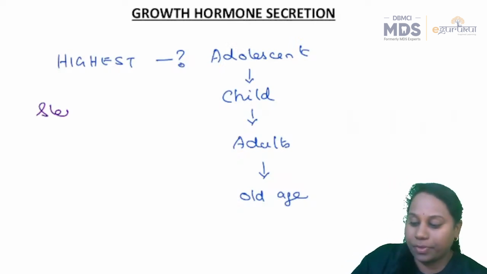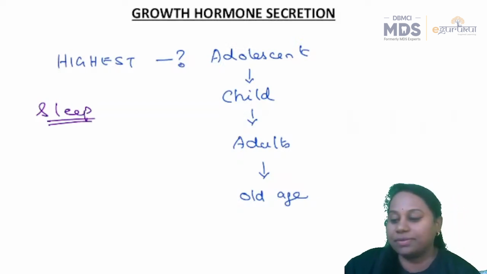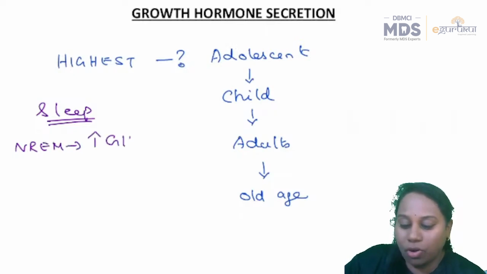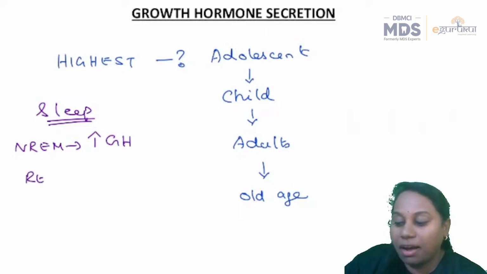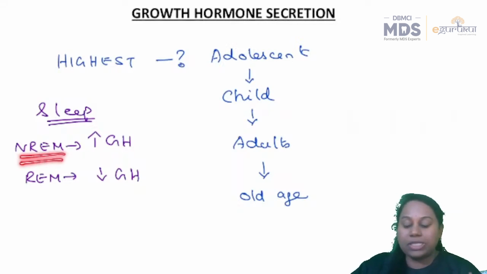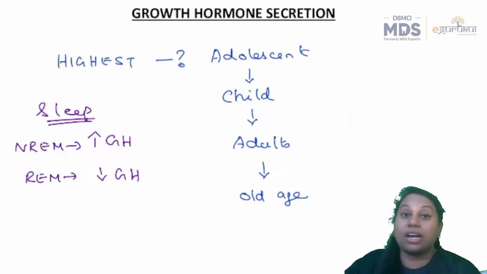During sleep, what is the effect of sleep on growth hormone secretion? NREM sleep increases growth hormone secretion, whereas REM sleep decreases growth hormone secretion. How can you easily remember this? The first stage of sleep is NREM sleep. When you go to bed and start sleeping, the first part of the sleep is NREM sleep. At that time, your growth hormone level increases. So as soon as you start sleeping, you start growing. Remember it like that.